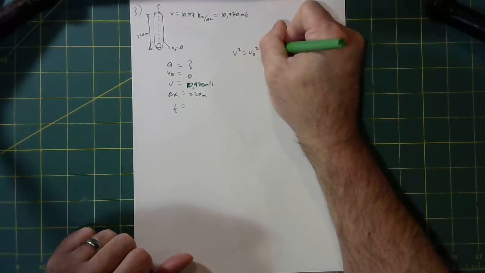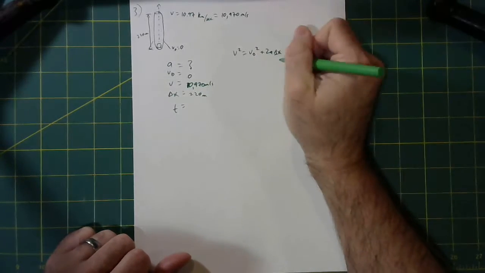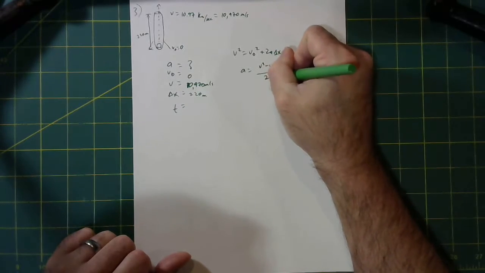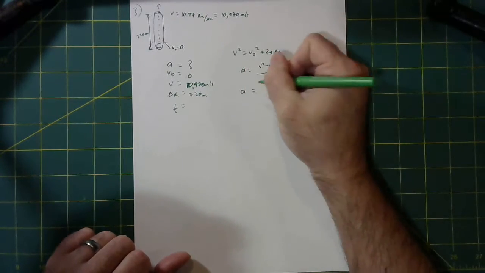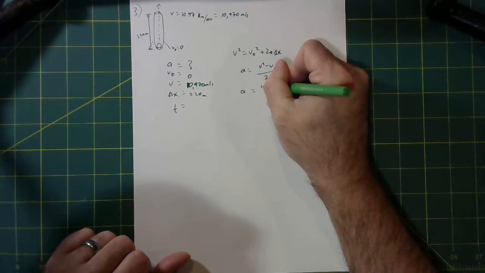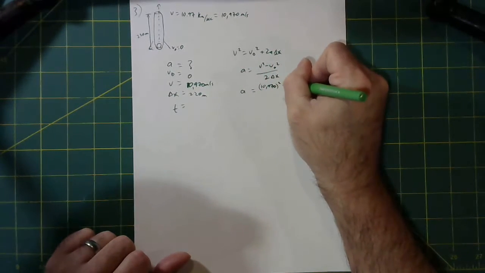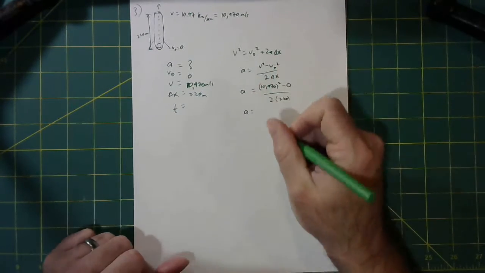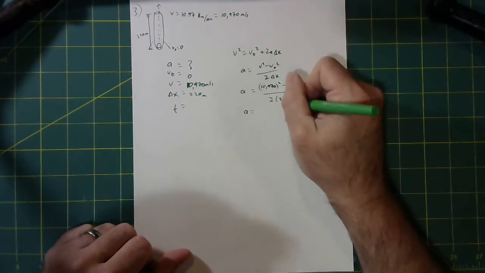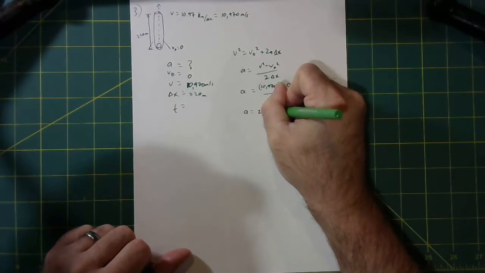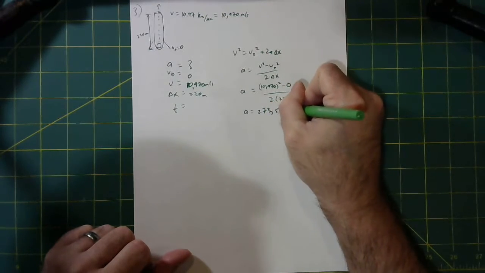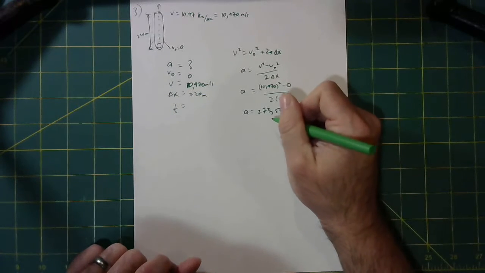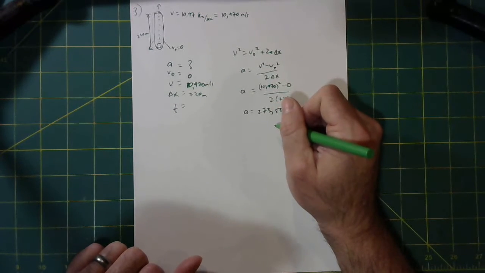That will be this one: V squared is V naught squared plus 2a times the displacement. Rearranging that, acceleration would be V squared minus V naught squared over 2 times the displacement. Putting in our values, 10,970 squared minus 0 over 2 times 220. When I punch that into my calculator, I got a value of 273,502 meters per second squared, which is insanely quick.